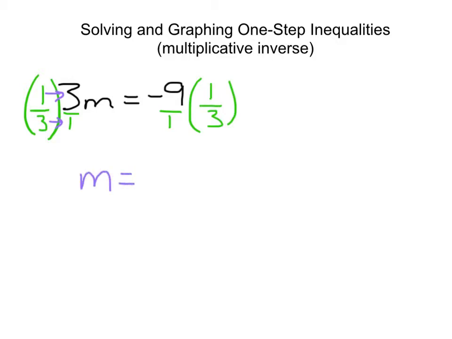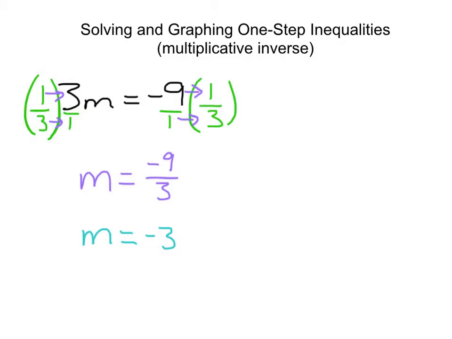On the right-hand side, we're going to multiply as well, and we end up with negative 9 over 3. Now negative 9 over 3, of course, we can simplify, and when we do that, we end up with our answer of m equals negative 3. So that's solving a one-step equation using multiplicative inverse.